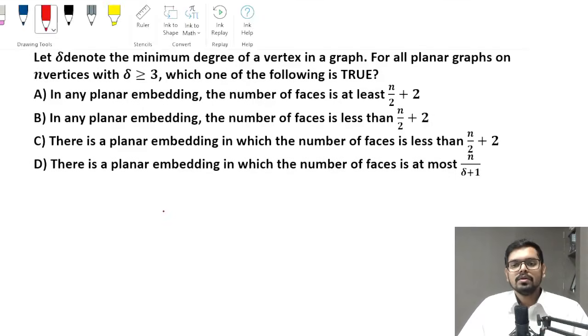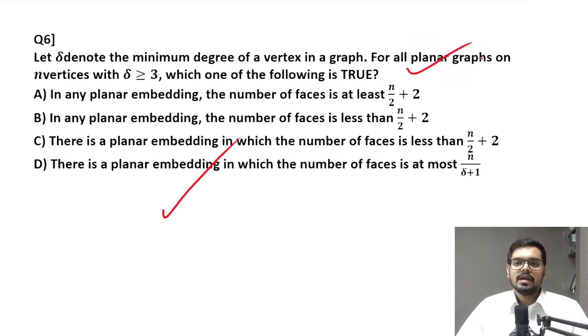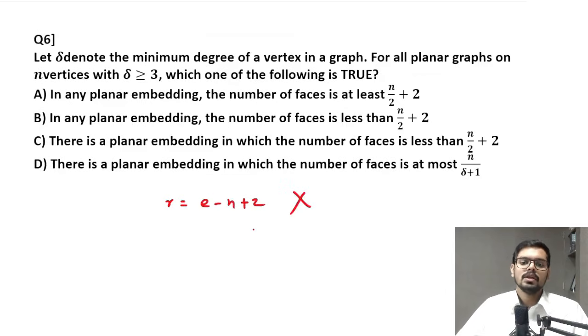I know what you are doing. Sir, planar graphs, then we can use Euler's formula. R is equal to number of edges minus number of vertices plus 2. Absolutely wrong. Why? Because plus 2 is used only when you have a planar plus connected graph. In this question, anywhere are they talking about a connected graph? Check.